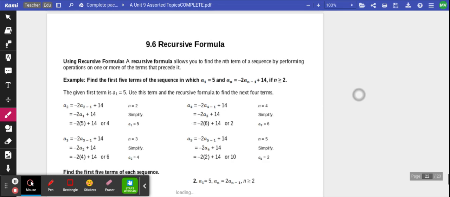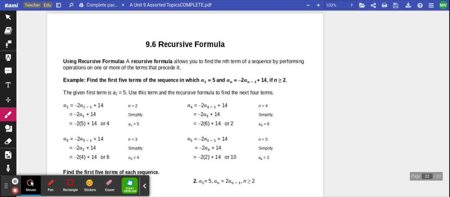Hello everyone. Today we're going to talk about 9.6 recursive formula. A recursive formula allows you to find the nth term of a sequence by performing the operation on one or more of the terms that precede it. So with the recursive formula, we're always talking about the one before.